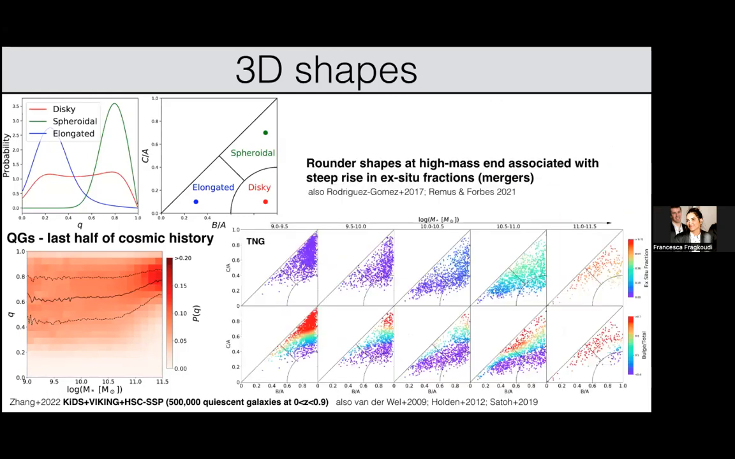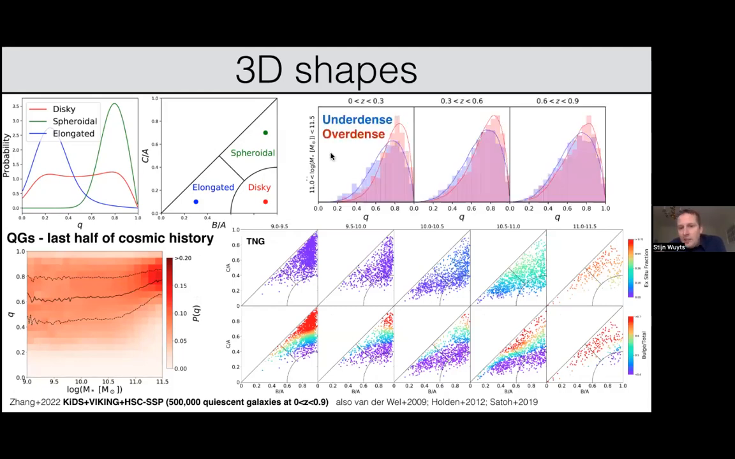Stijn, 3 minutes. Yes. The upturn towards round shapes in TNG is associated with an increase in ex situ fractions. So also the observational trend here is plausibly interpreted as mergers being responsible. And in fact, in the observations, there are environmental differentiations seen, such that even when carrying out precise mass matching in the overdense regime, you find the roundest systems, which again can be attributed to a richer merger history.